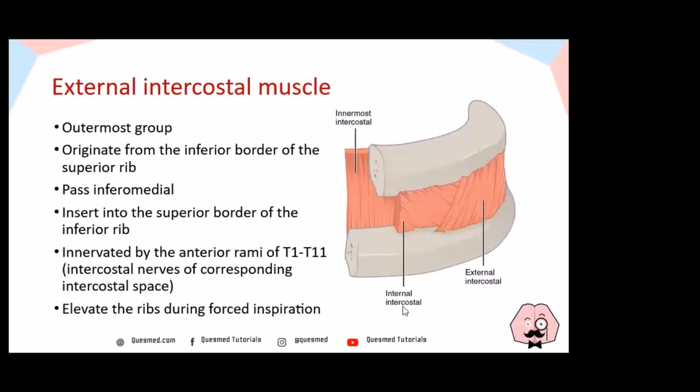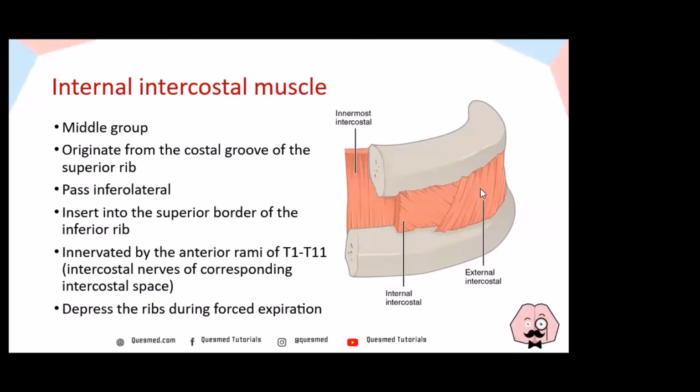Your external intercostal muscle is your most superficial. It runs from the inferior border of the rib above to the superior border of the rib below, and its fibers run inferomedially, so they come towards the midline of the chest. As we said, they are supplied by your intercostal nerves, and the action of the external intercostal muscle is to elevate the ribs during forced inspiration, and that increases the volume of the thoracic cage.